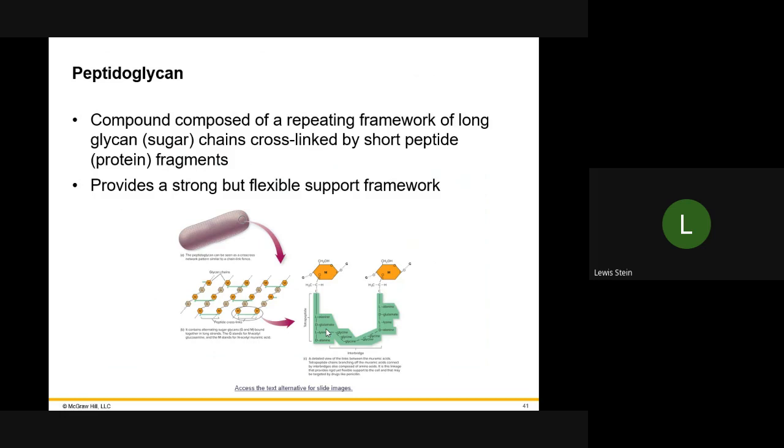So what this has is alternating nitrogenated carbohydrates. They're called NAMs and NAGs.